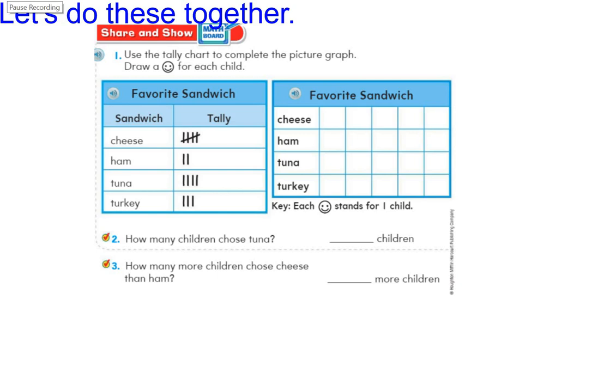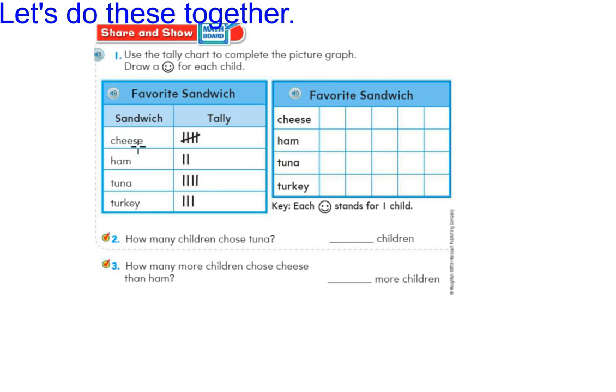So what we did on the last slide was just a little bit of practice using tallies to make a picture chart. Now we're going to have questions on these two when we transfer them over.